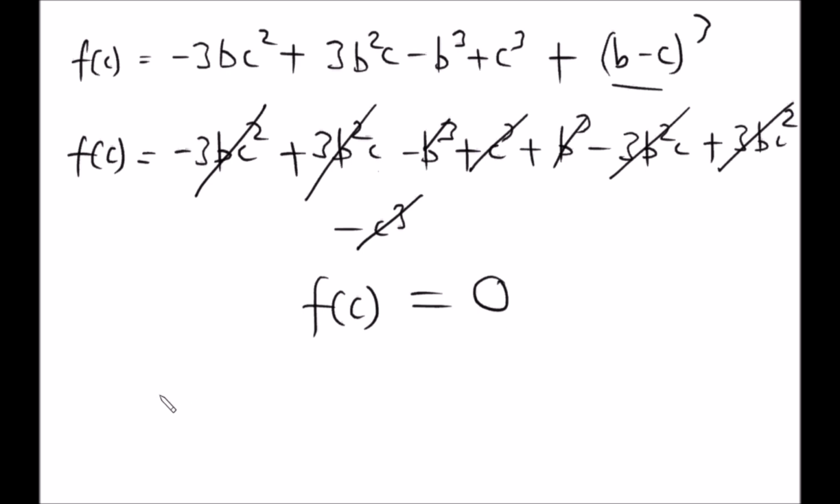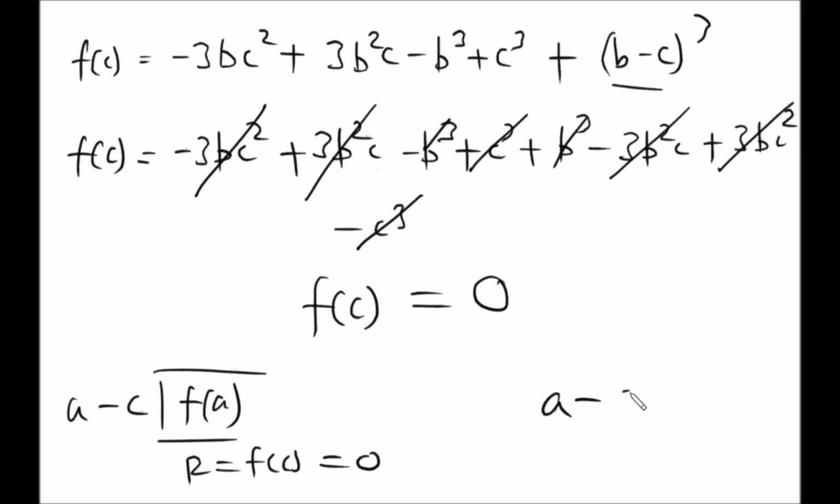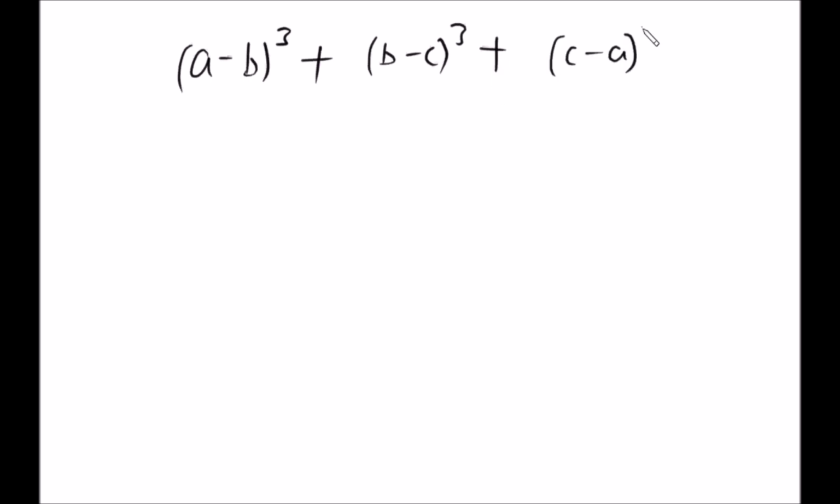Kwa hiyo kumbe pia nikichukua f of a nikagawanya a minus c, remainder ambayo ni f of c, kumbe na yenyewe ni 0. So a minus c is another factor of f of a. So swali lilikuwa ni hili, find the factors ya hii hapa, a minus b cube plus b minus c cube plus c minus a cube.